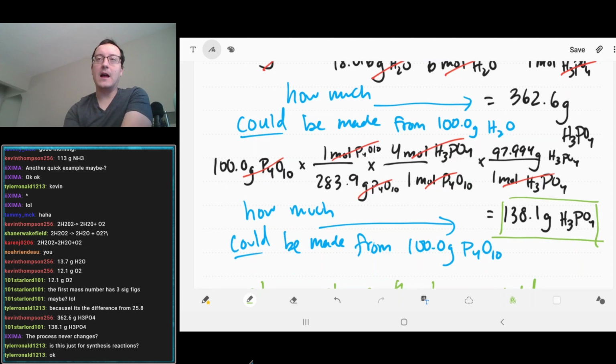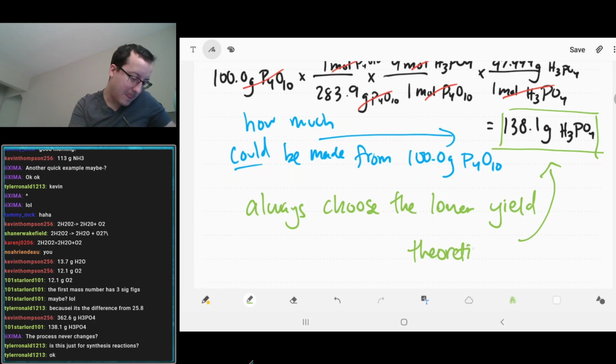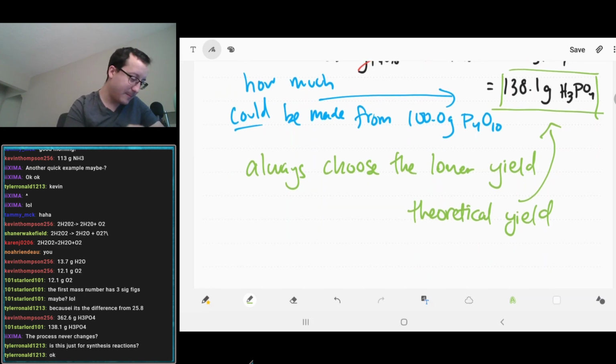Okay, so this tells us that we can only make 138.1 grams. And we have a fancy name for this. This is called the theoretical yield. That's how much we could make before one of our reactants runs out.